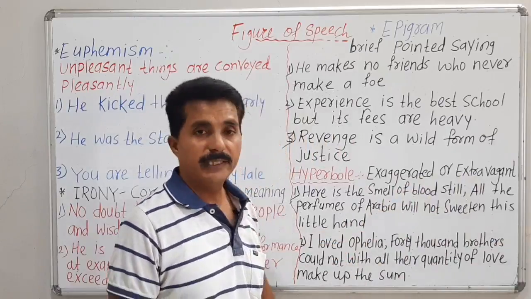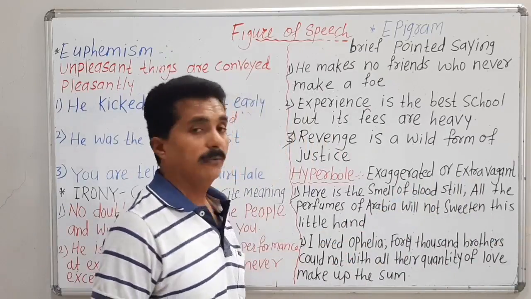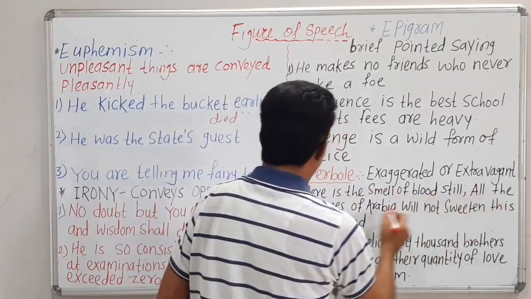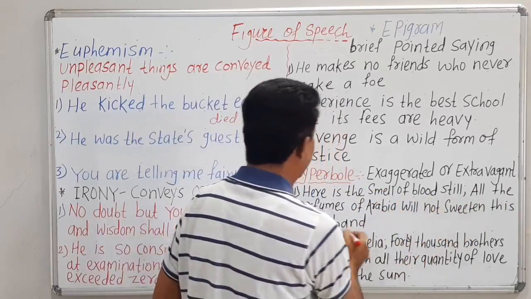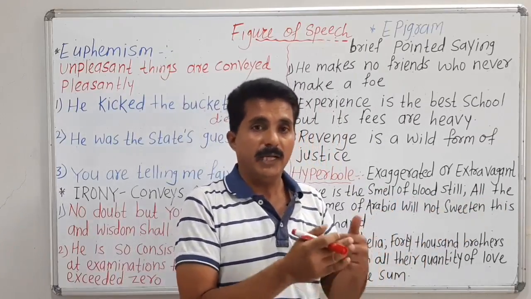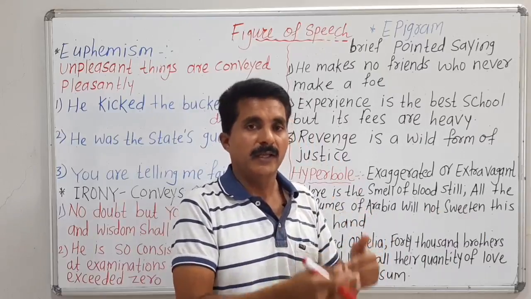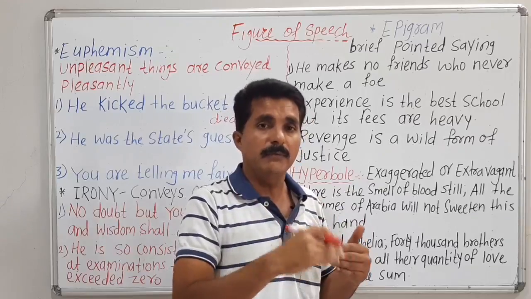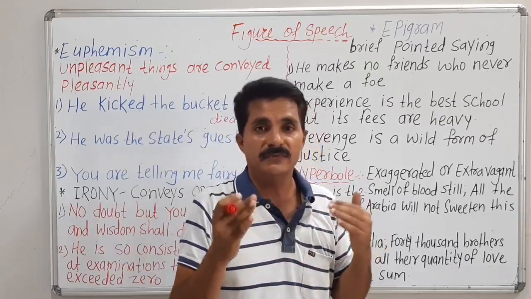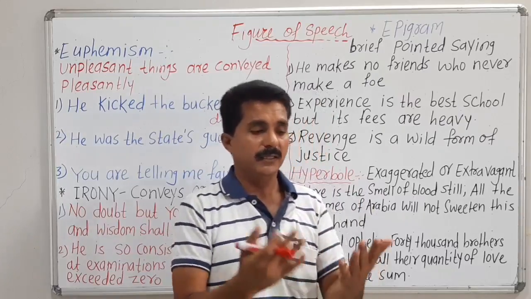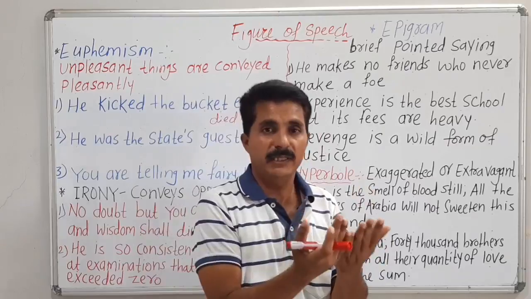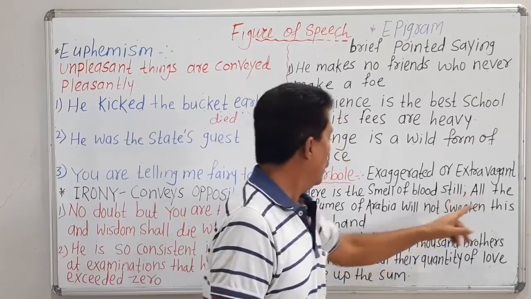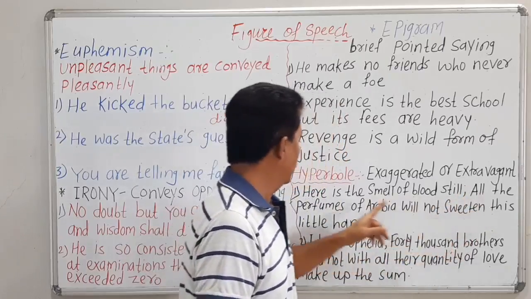I have brought here beautiful examples from great plays. The first example is from The Duchess of Malfi. Here is the smell of blood still. All the perfumes of Arabia will not sweeten this little hand. By mistake, a brother kills his sister, and afterwards, when he comes to know what happened, that it happened because of a misunderstanding, he gets frustrated. He pretends, and he finds that his hand starts smelling of the blood of his sister. And what does he say? Here is the smell of blood still. All the perfumes of Arabia will not sweeten this little hand.